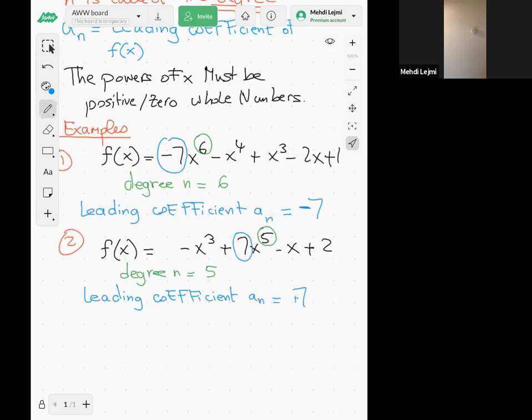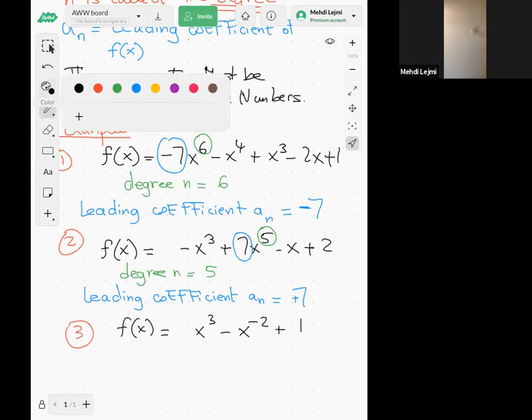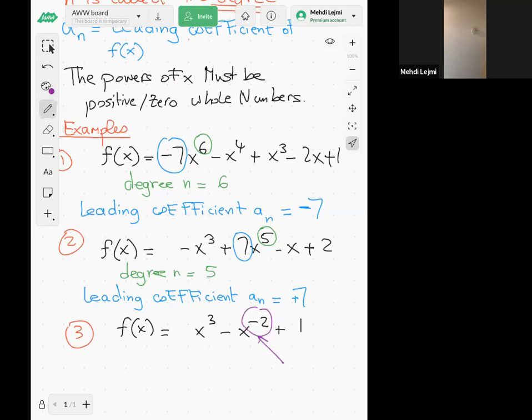Okay, now, as I said, if you have a negative power, so let's say you have f of x equals x cubed minus x to the negative 2 plus 1, all right? So you see here, you have a negative power, then your f of x is not a polynomial. So this f of x is not a polynomial, because we have this negative power, right?